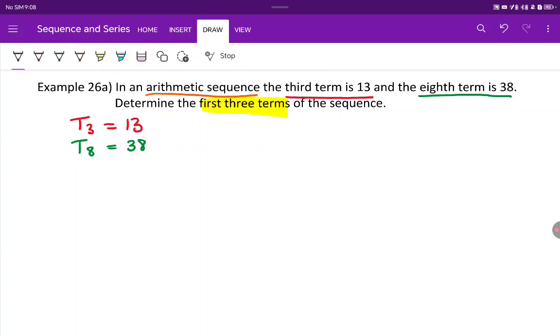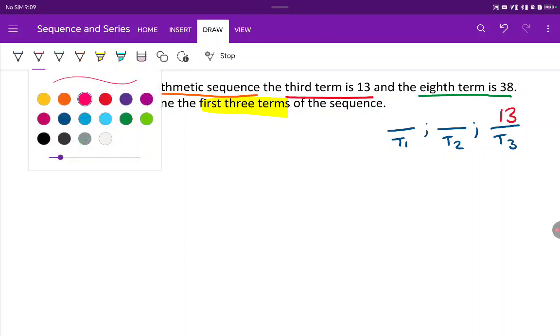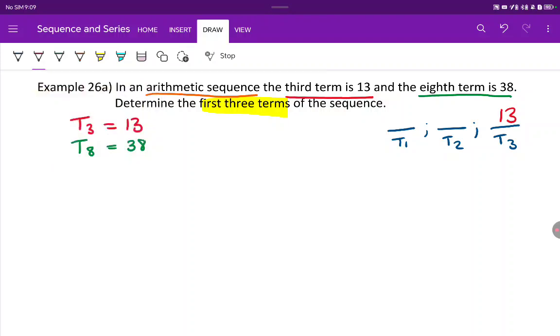Now the question is asking me, what are the first three terms? They are saying if your sequence is this, semicolon this, semicolon this, what are those? So this is term 1, term 2, and term 3. They're asking us to fill that in. We already know that term 3 is 13.